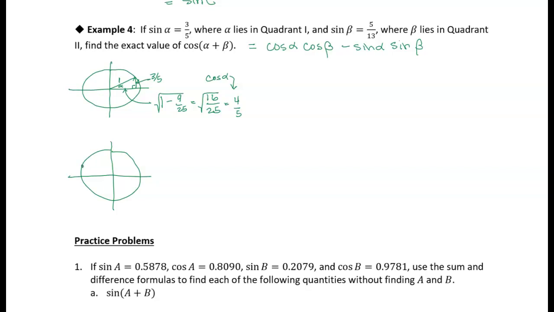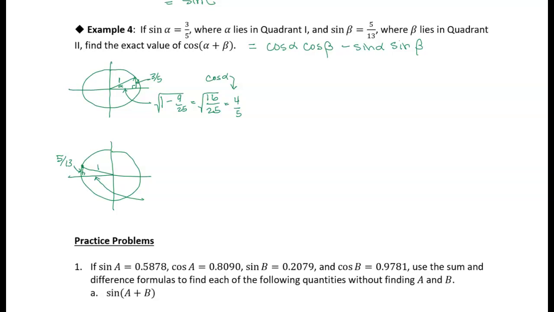So I'm going to draw a little angle over here. Let me see if I can draw this. Okay. So we can draw this little triangle. Imagine that's a right triangle. Okay. Where the sine, which is this vertical distance here, is 5/13. Okay. And, of course, the radius is 1 because it's a unit circle. And we just need to find the horizontal distance, this leg right here. Okay. And again, we can use the Pythagorean theorem.